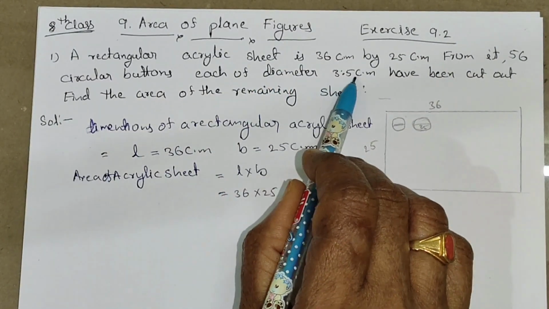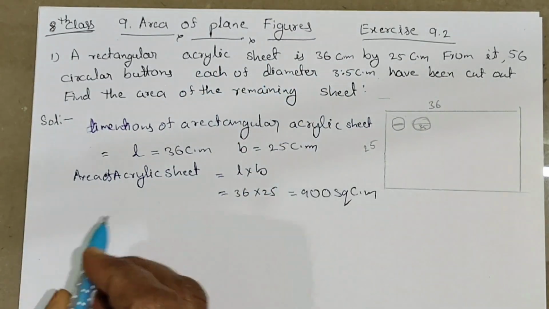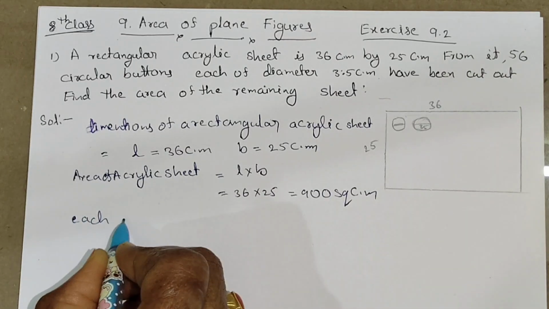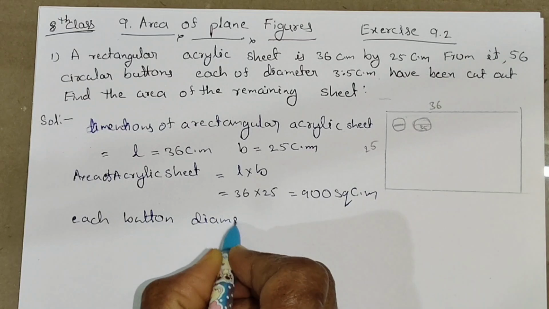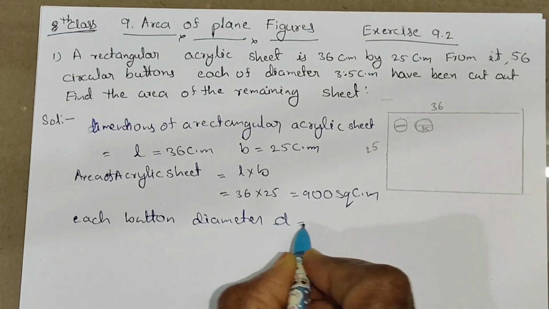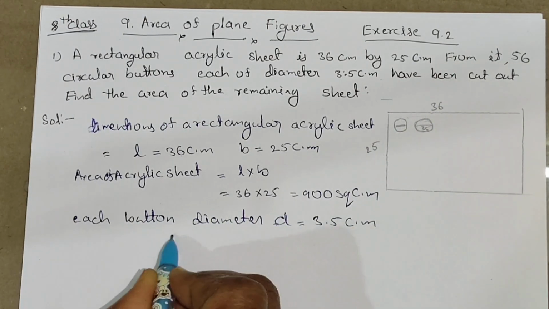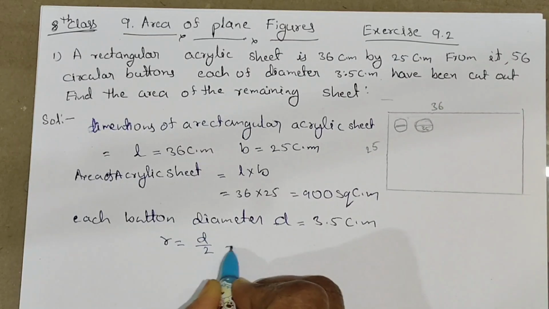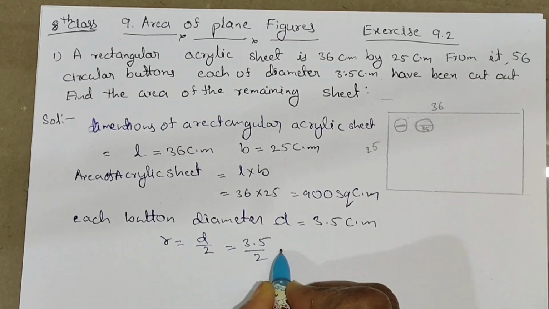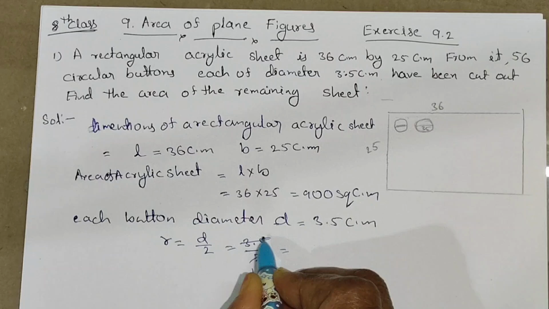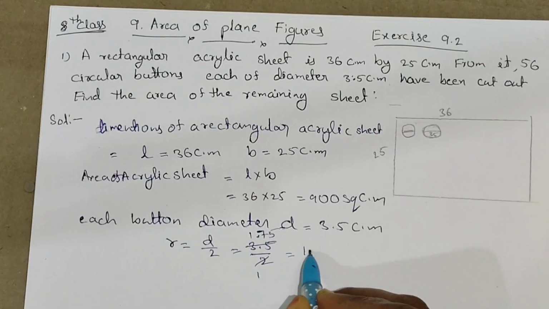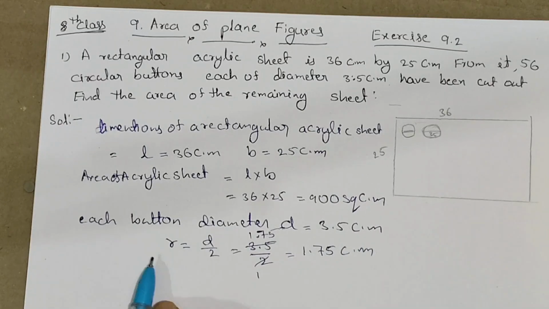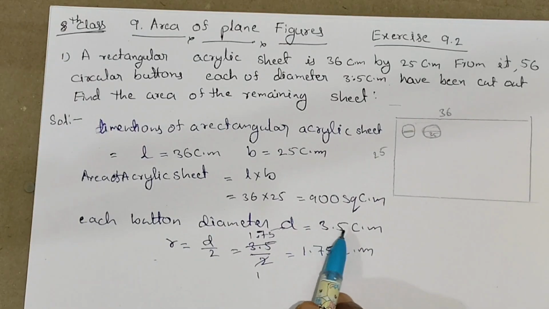Now, the diameter of each button is 3.5 centimeters. So the radius equals D by 2, which is 3.5 by 2. That equals 1.75 centimeters. So the diameter is 3.5 centimeters and the radius is 1.75.